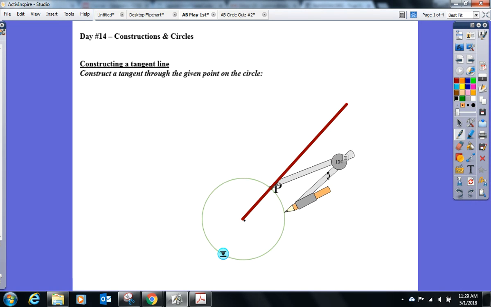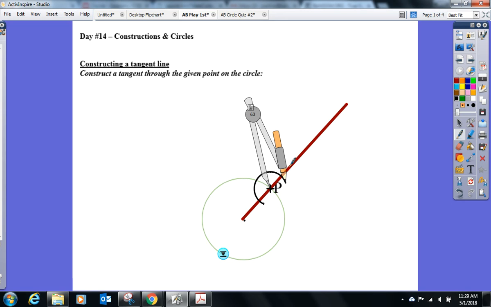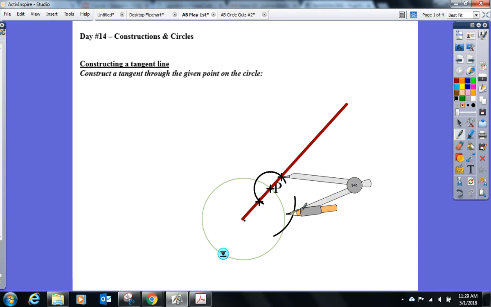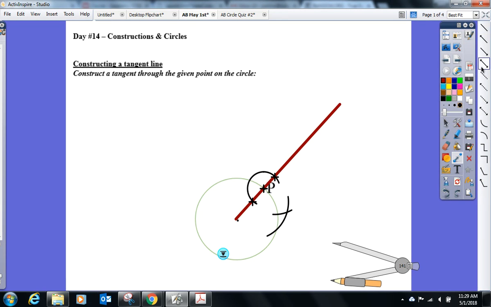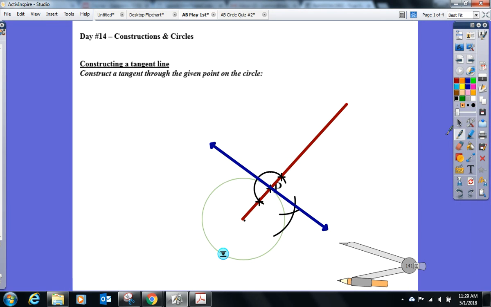So again, put your compass point on P, and we're going to make an arc that intersects it twice. As you know, I can open it up or close it from there. From here, I'm going to go to these two points of intersection and make two more arcs that hopefully intersect each other. And then you have your tangent line. I'm guaranteeing this has to be tangent because it's perpendicular to the radius. There it is. Not too bad. I just used the theorem: radius perpendicular to the point of tangency.